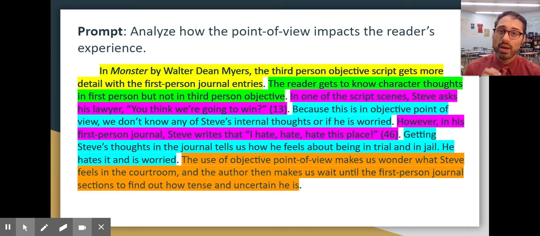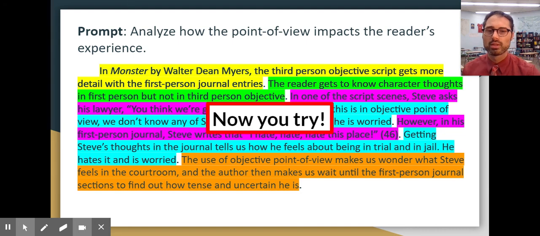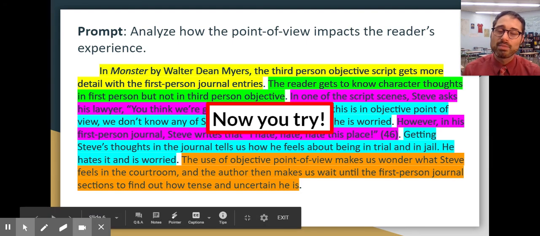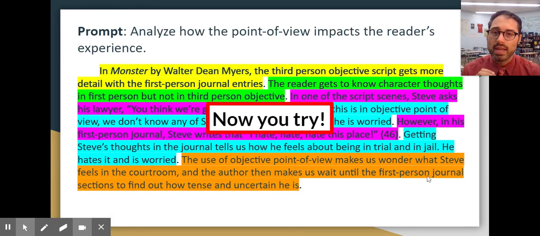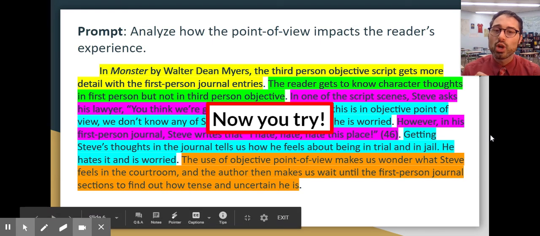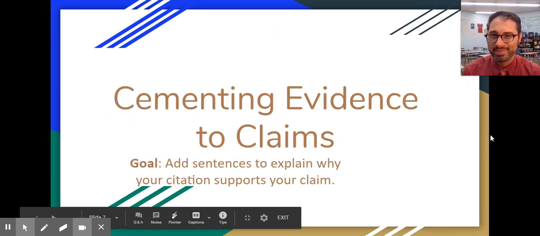We have a separate video on conclusion sentences, so please listen to that video for how we can better create a conclusion. So now it's your turn. Your focus here is to make sure you're adding cement, the blue here, adding the cement to your citations. Good luck.